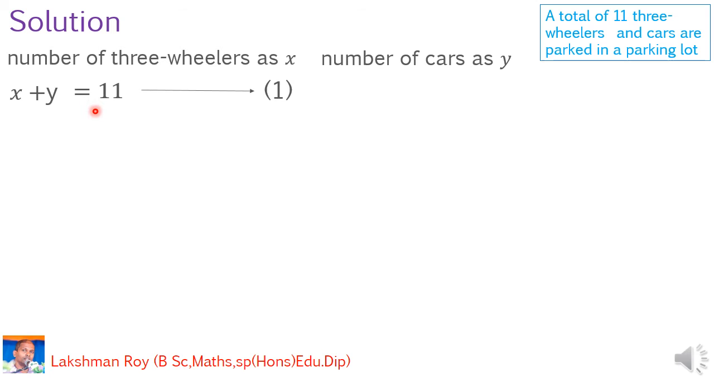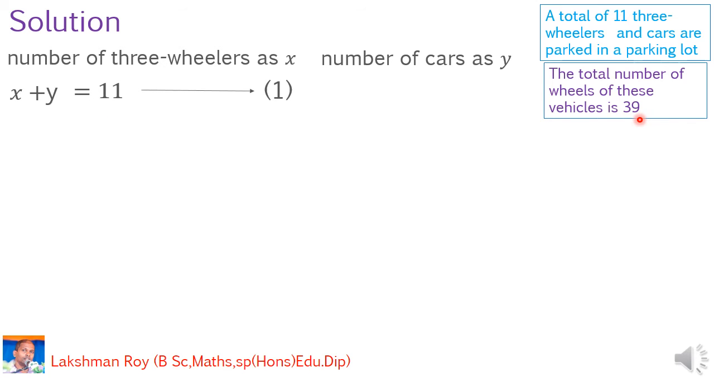Now move to the second sentence. You can see here the total number of wheels of these vehicles is 39. Number of wheels: in a three-wheeler how many wheels? There are three wheels. A car has four wheels. So you have to write the total number of wheels. Let's see how to write the number of wheels for a three-wheeler.